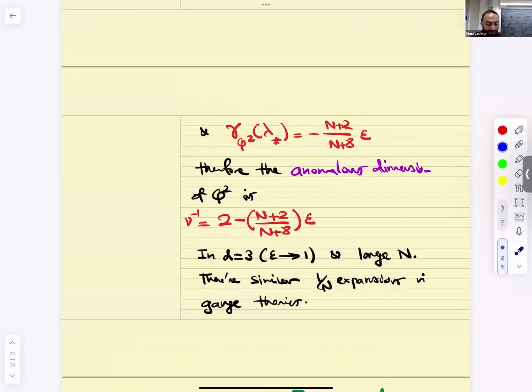Now, large N, we talked about the O(N) model. The O(N) model has a large global symmetry. Large N techniques are useful in gauge theories as well, where there is no global symmetry, but there's a redundancy of our description. They're actually extremely useful for gauge theories. We'll see that.